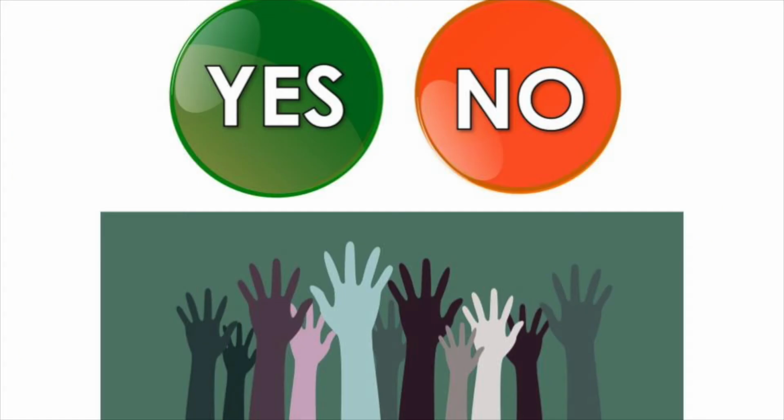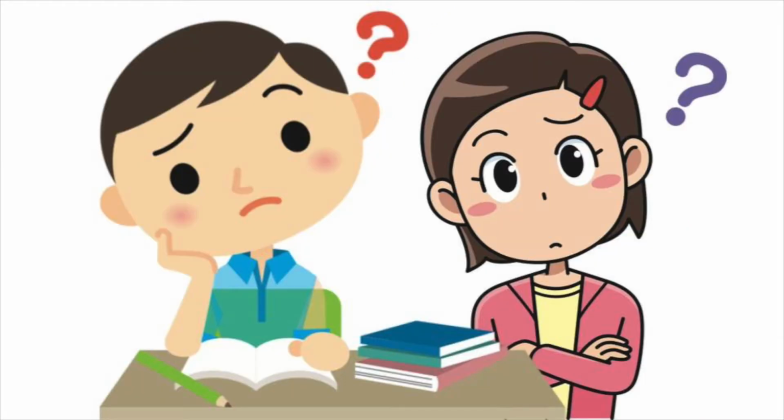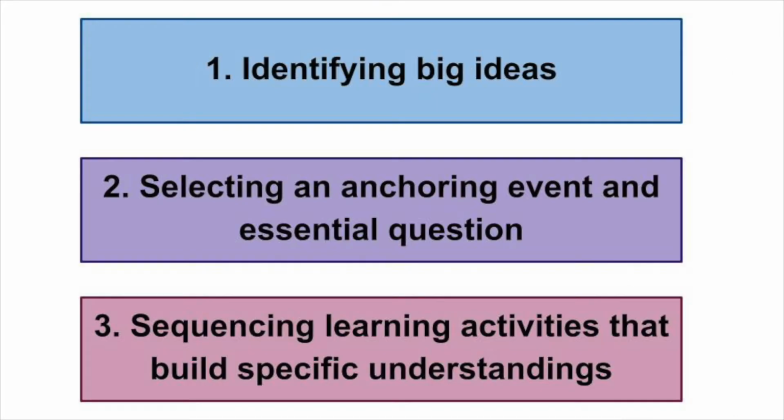Making anchoring events relatable to students increases students' motivation to learn and develop explanations using their background knowledge and everyday experiences. And develop an essential question to accompany the anchoring event. This is not a yes or no question, but rather one that requires critical thinking. Method 3, sequencing learning activities that build specific understandings.